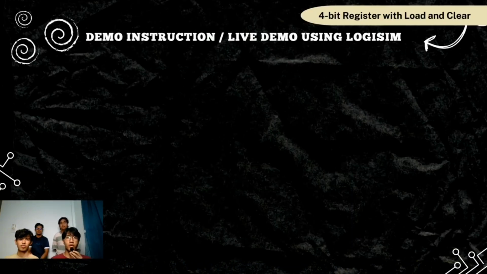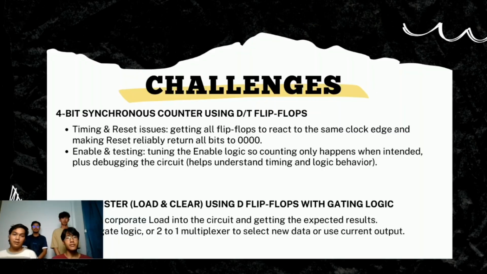So now we are moving on to the challenges, application, and summary. Okay, so for the challenges of the 4-bit synchronized counter using D or T flip-flops. The first one, timing and reset issue: getting all flip-flops to react to the same clock edge and making reset reliable, returning all bits to 0, 0, 0, 0. Second, enable and testing: tuning the enable logic so counting only happens when intended. Plus, debugging the circuit helps understand timing and logic behavior.